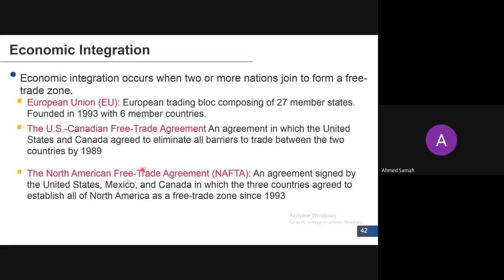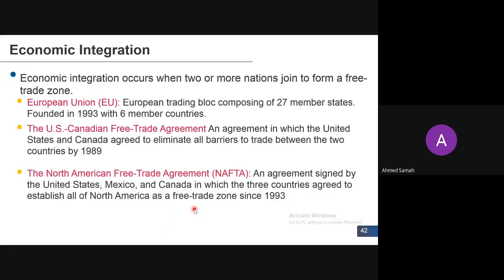So the US and Canada already had an FTA. Then Mexico joined, and they did a NAFTA agreement called NAFTA in 1993. So these three countries have a free trade zone.